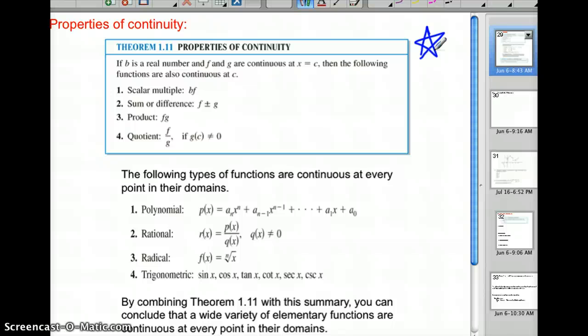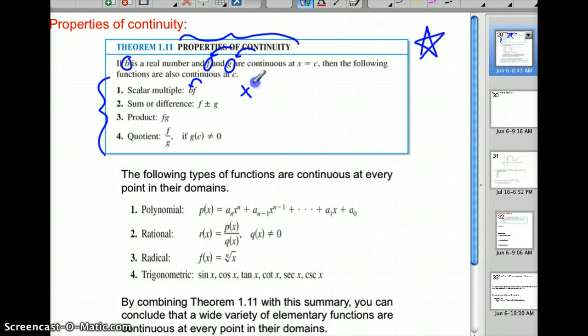But yesterday we talked about functions that were continuous, and what had to happen for them to be continuous, and we classified them as either removable or non-removable discontinuities. What these are doing right here is giving you some properties that are true. If you have two functions that are both continuous, and b is just some number in all of these properties, they say if they're all continuous at x equals c, then you can do a constant times the function and it's still continuous.